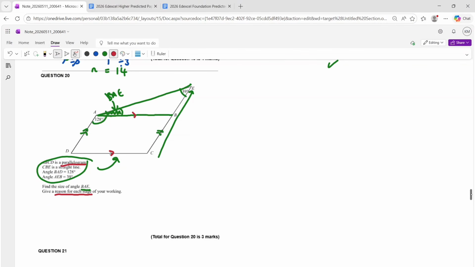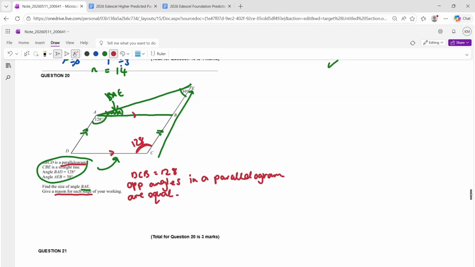So the first thing I would do is I would know that this angle over here, because I've got a parallelogram, opposite angles in a parallelogram are equal. So that would be 128. So I would then write angle DCB equals 128, and the reason for that is opposite angles in a parallelogram are equal. They'll give you more space to work out than this, but obviously I've cut and pasted these questions. Every time I work out an angle I write a reason that goes with it.